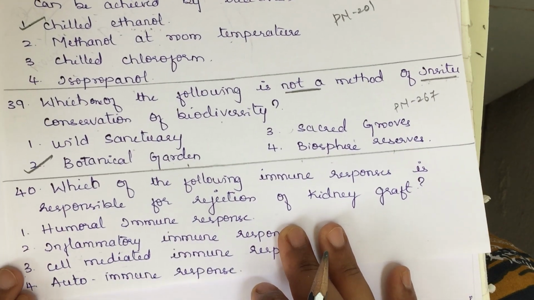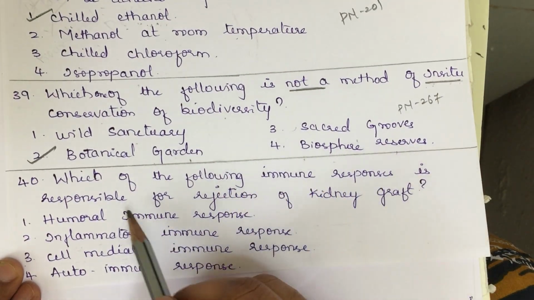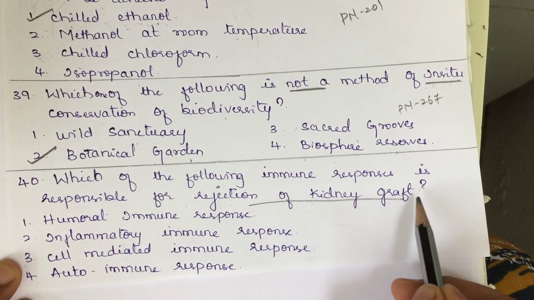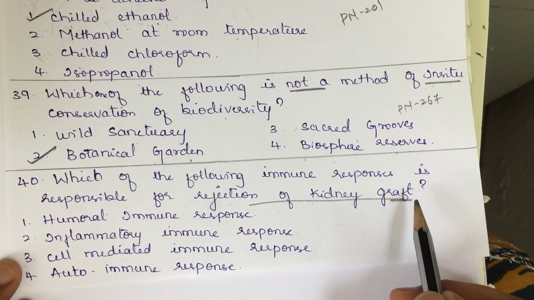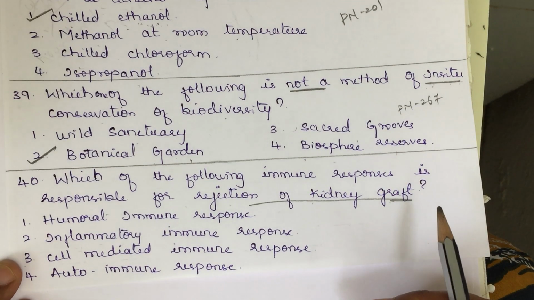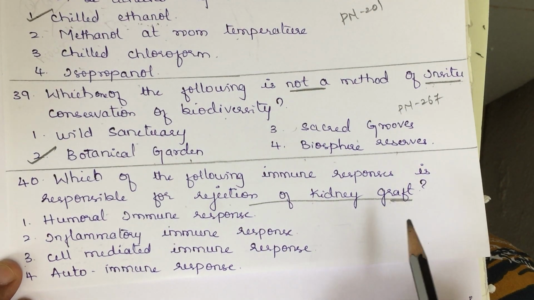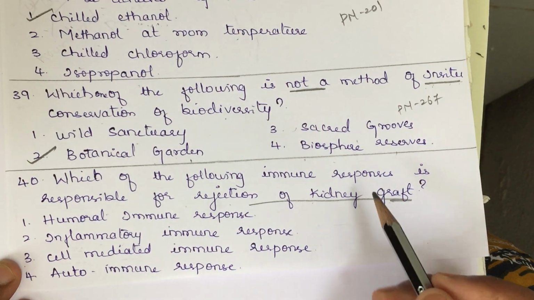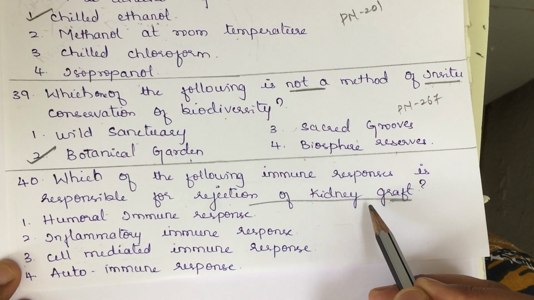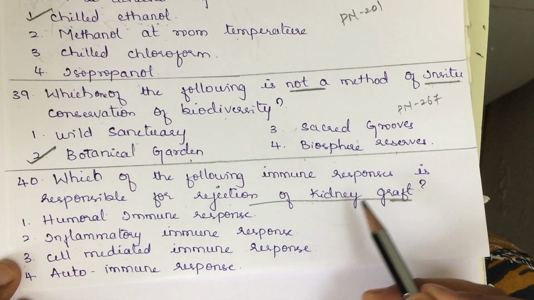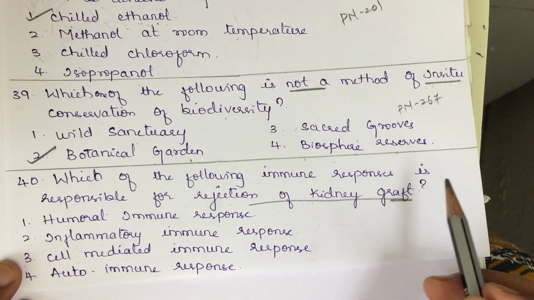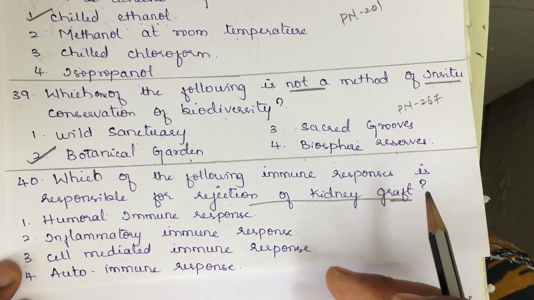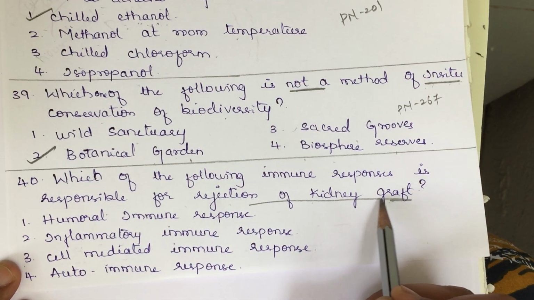Okay, next one. Which of the following immune responses is responsible for rejection of kidney graft? The graft is what? Graft is nothing but a tissue which we have got from a donor, from some other person's body. Like a kidney patient, when the kidney is not functioning properly, doctors will ask for a kidney donor. A kidney donor, or a graft, or a tissue of any part of another body, when it has been placed in some other part of the body, we call it a graft.